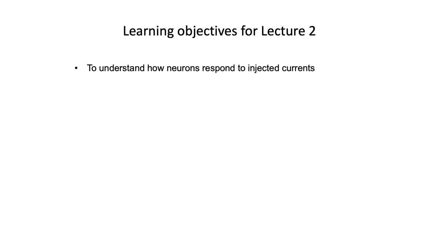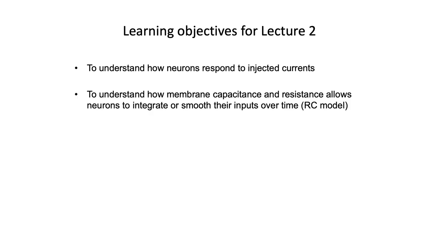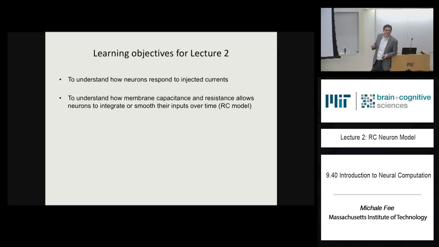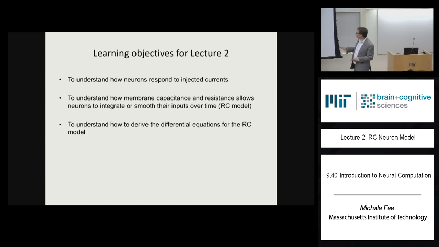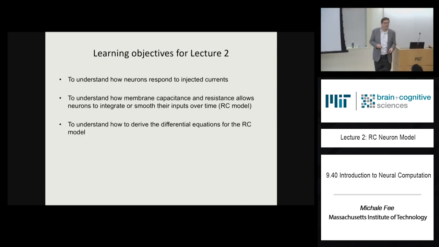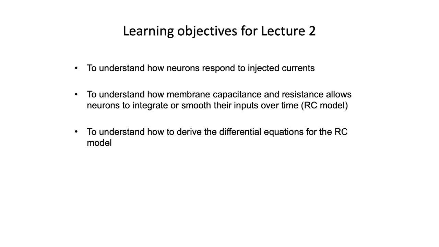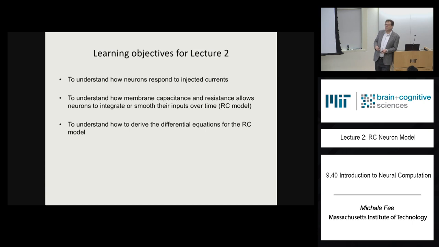We want to understand, at the simplest level, how neurons respond to injected currents. We want to understand how membrane capacitance and membrane resistance allow neurons to integrate their inputs over time and to filter, or smooth, their inputs over time. That particular model is called a resistor-capacitor model, or an RC model of a neuron. We're going to go through how to derive the differential equations that describe that model. It's actually quite simple, but some of you may not have been through that before, so I want to go through it step by step so we can really understand where that comes from.